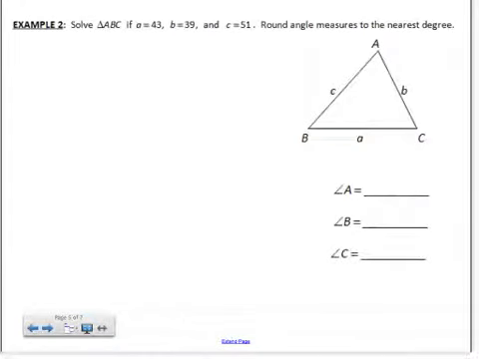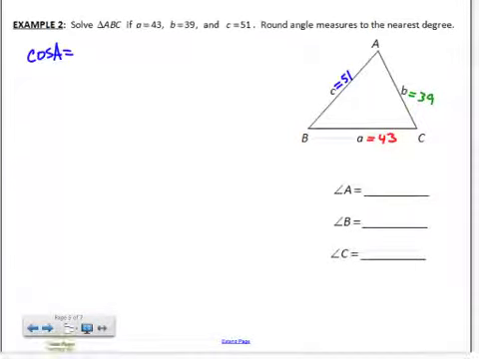Okay, so let's look at the next one. Solve the triangle. And when we mean solve the triangle, that means find all the missing information. So here we have what A, B, and C equal. We have A is 43, B is 39, and C is 51. Ooh, we're given 3 sides. Okay, that means we have to solve for an angle.